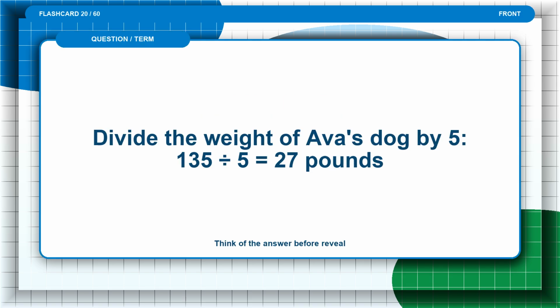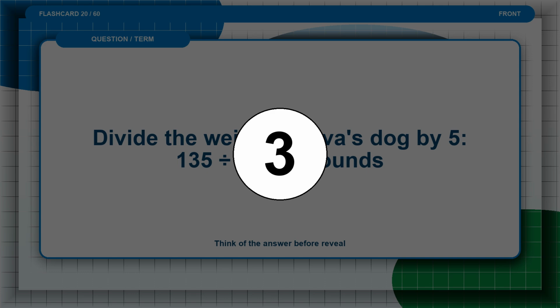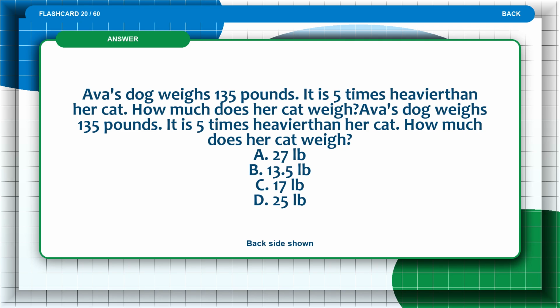Flashcard 20. Divide the weight of Ava's dog by 5. 135 divided by 5 equals 27 pounds. Think of the answer before the reveal. The answer is, Ava's dog weighs 135 pounds.